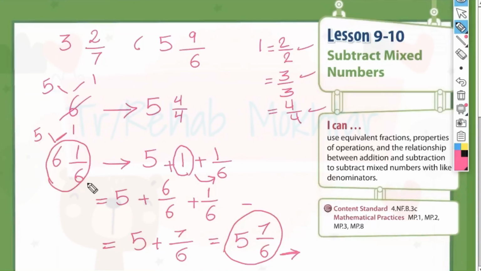Yes, teacher. So do I have an easier way than this? Yes. If I have a fraction like 6 and 1 out of 6, and I want to rename it, how can I rename it, teacher? Borrow 1 from 6, it will be 5. And keep the denominator as it is. What is the denominator here? 6. Add 6 up. 1 plus 6 equals 7.